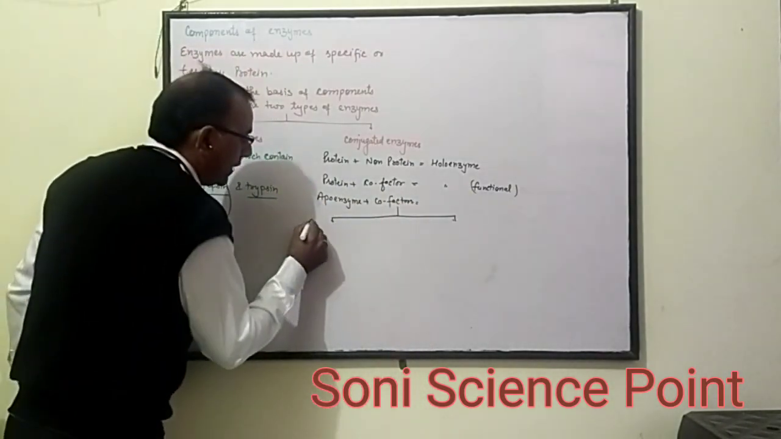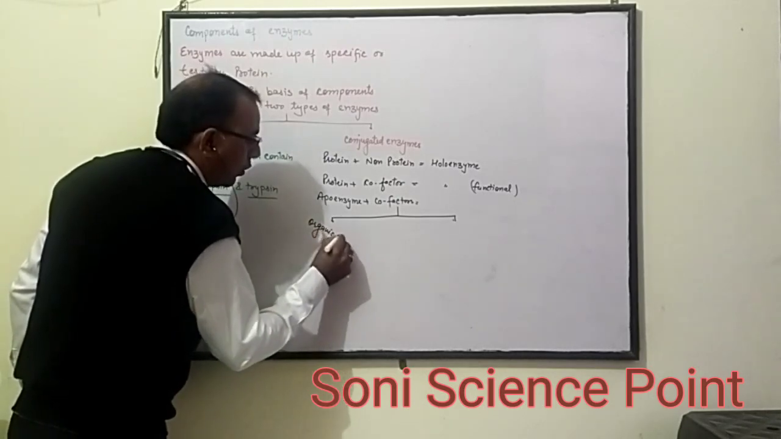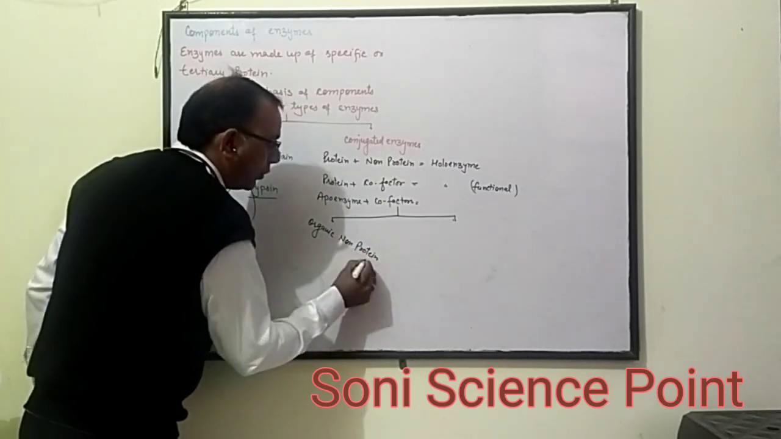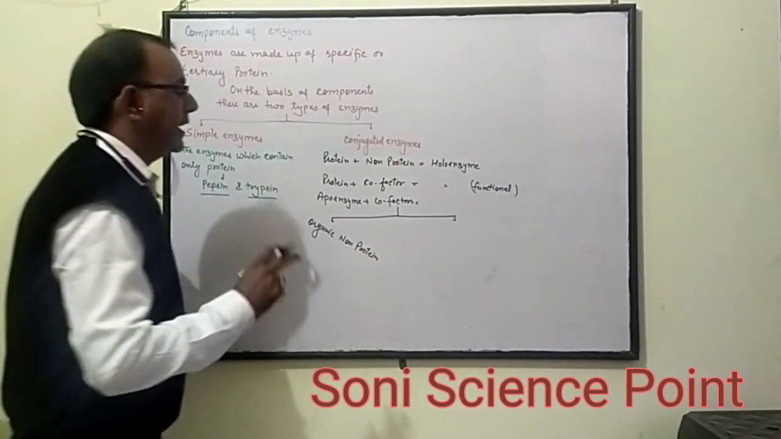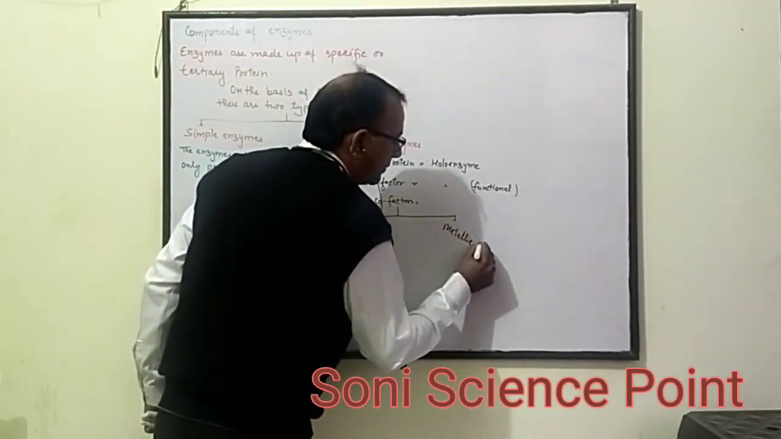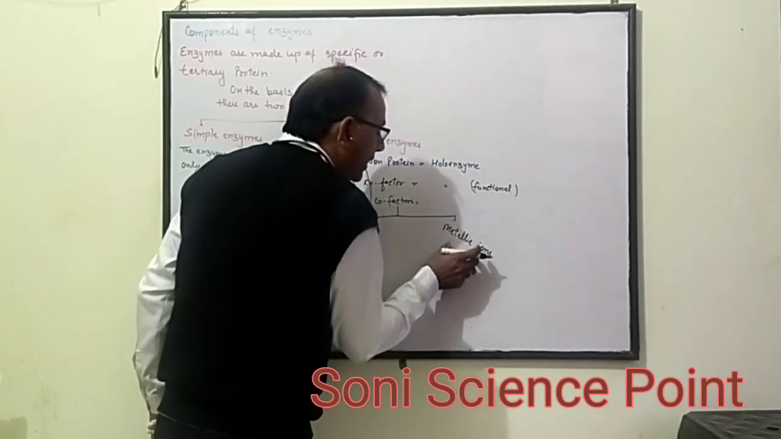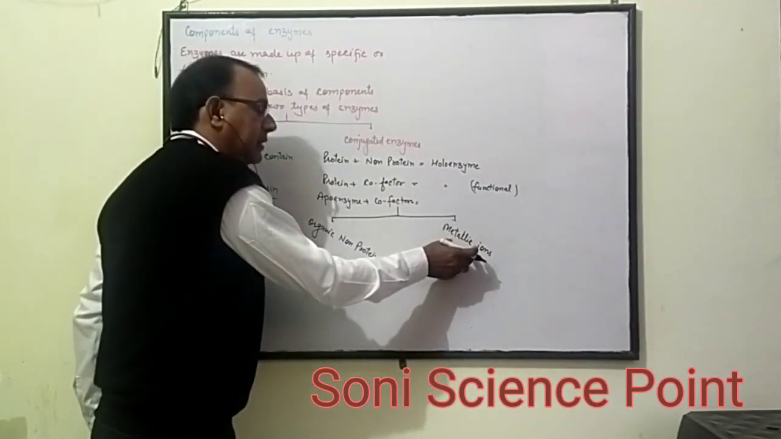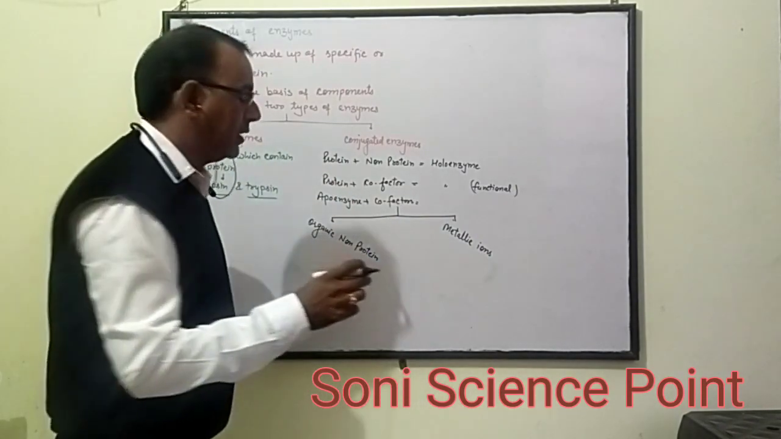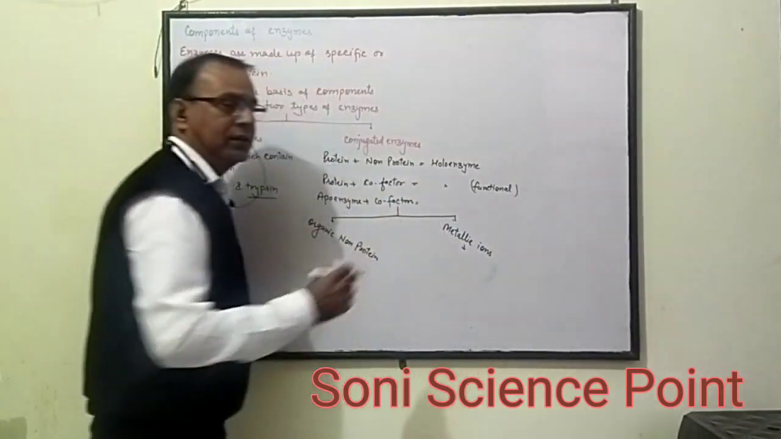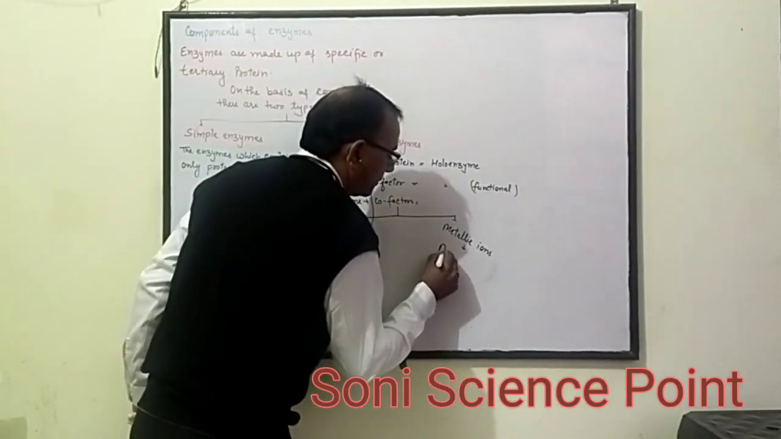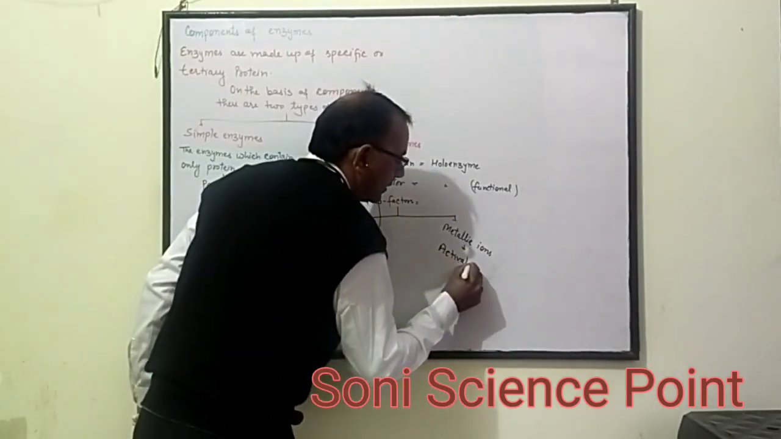Which ones? Organic non-protein, and second, metallic ions. When the cofactors are metallic ions, they react with the non-functional protein, the non-functional enzyme, and they always activate it. So metallic ion cofactors are known as activators.